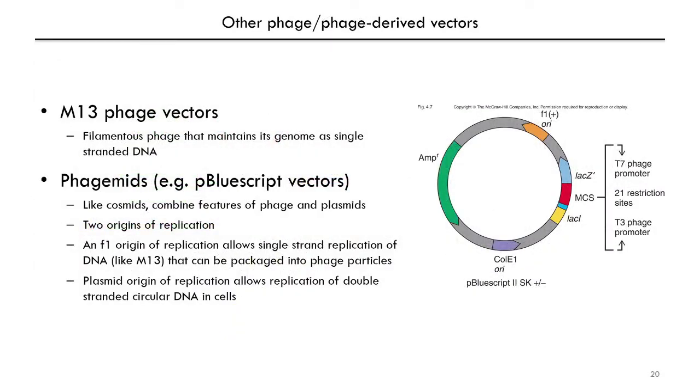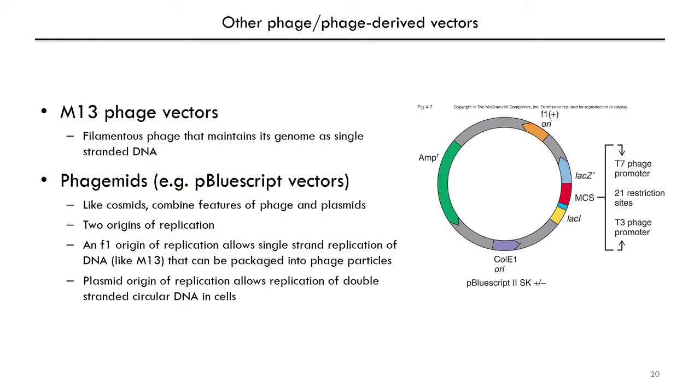We have other kinds of phage and phage-derived vectors as well. Your textbook describes some of these, but I won't go into very much detail here. There are M13 phage vectors. These are a filamentous phage, and one key feature is that they maintain their genomes as single-stranded DNA. So if for whatever reason you want to isolate cloned DNA as single-stranded DNA, these M13 phage vectors can be used for that.